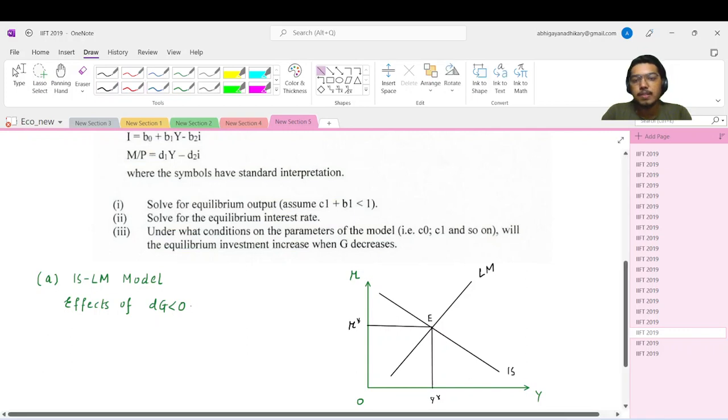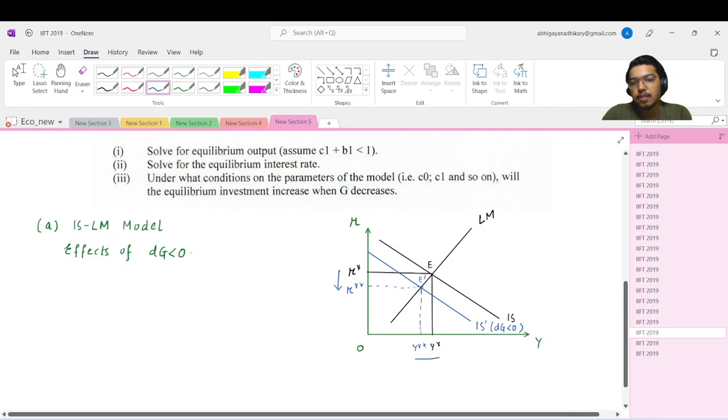A fall in G means the IS curve shifts downwards with the LM curve staying put. So this is what happens. You have the new IS dash corresponding to the fall in G. This is the new equilibrium. So what happens? The optimal interest rate falls, and the optimal output also falls. So R falls to R double star and Y falls to Y double star. This is what happens diagrammatically.